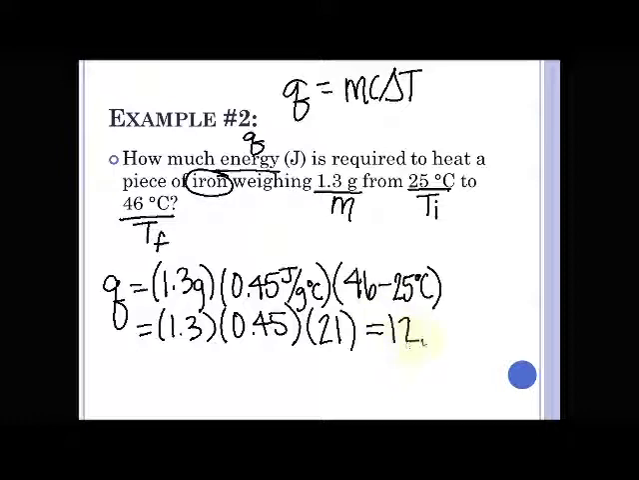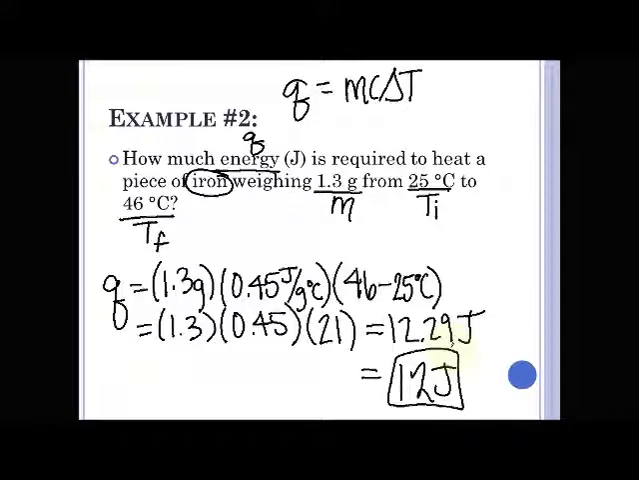around 12.29 as your answer. Our unit is joules because it's energy or heat that we're talking about. So we're going to put joules on there, and then we have to round to sig figs. There are 2 sig figs in each number in the problem, so that means that we round to 2, so that is going to be simply 12 joules. 12 joules for our final answer.